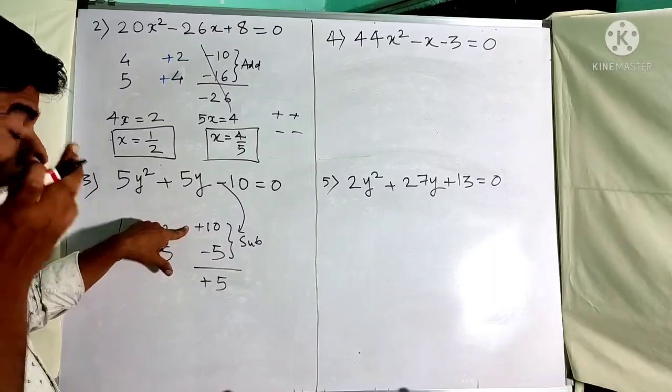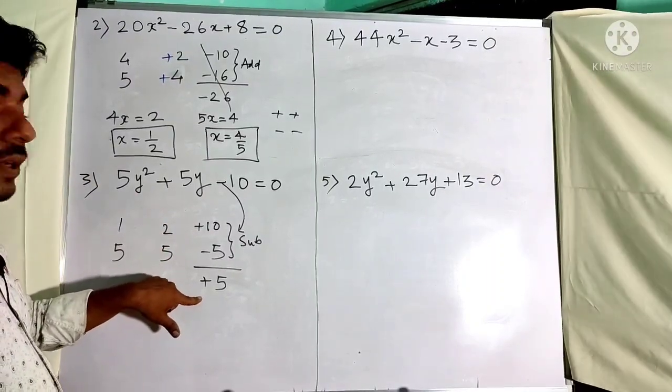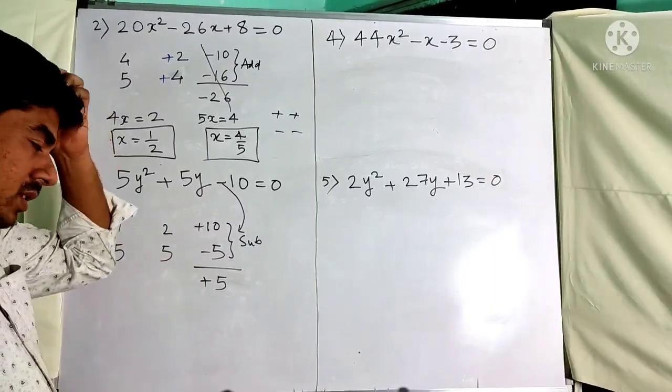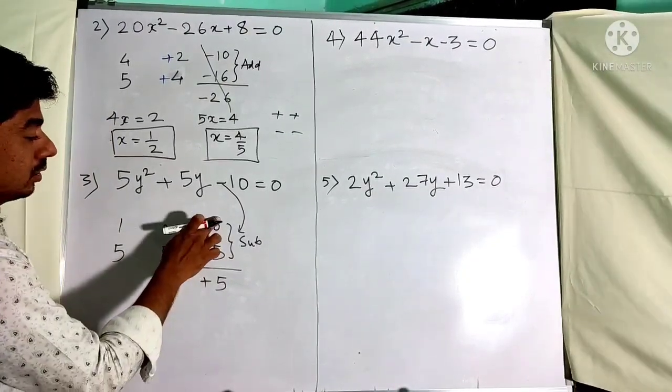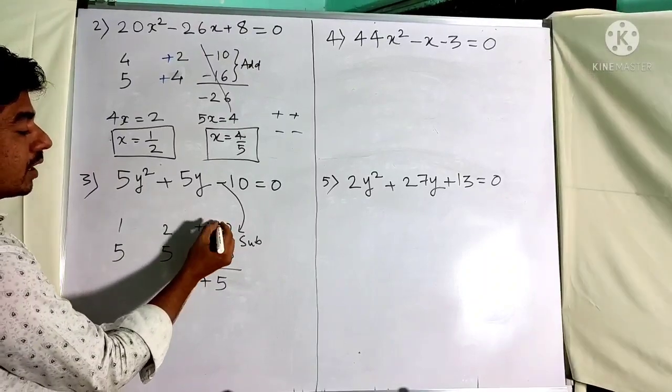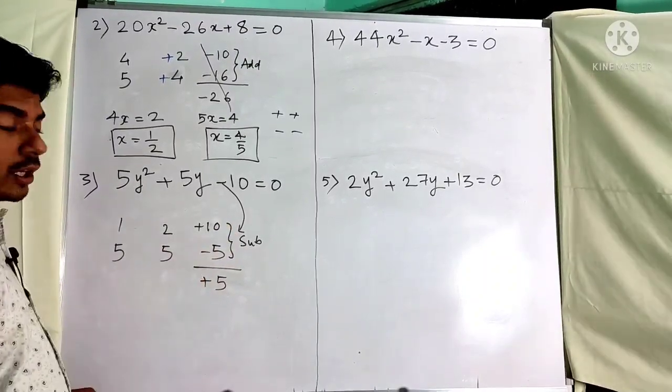If the bigger term is negative, then you will get the answer as minus 5, but what you need is plus 5. Therefore you have to take the bigger term as positive and the smaller as negative.